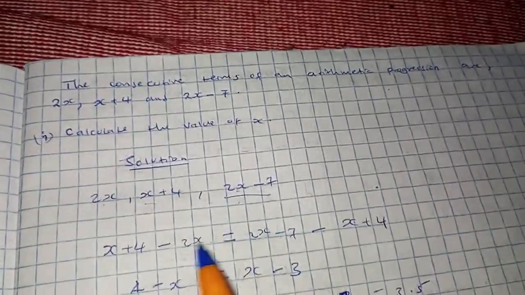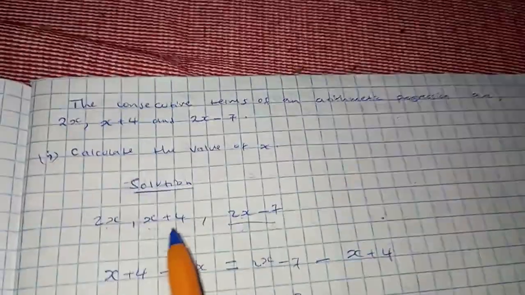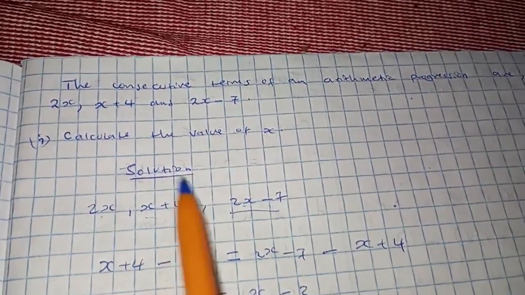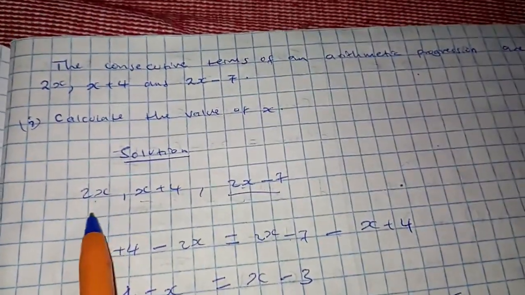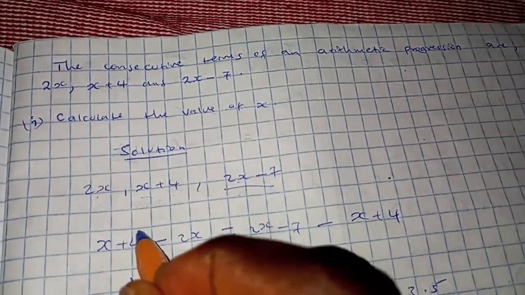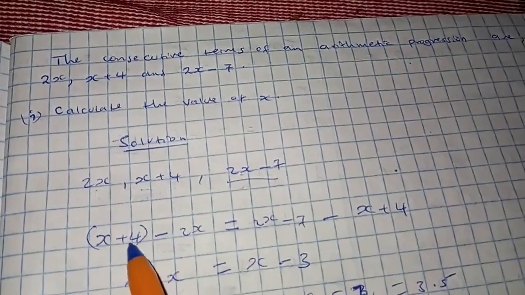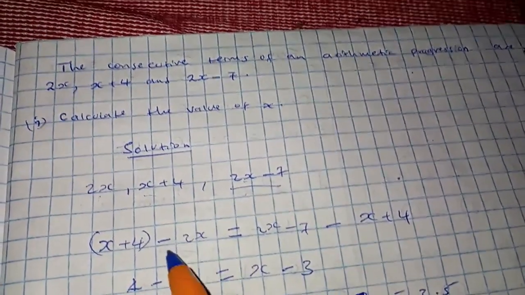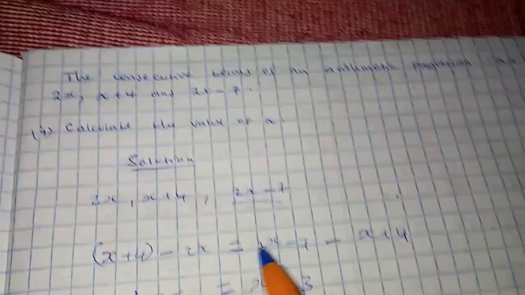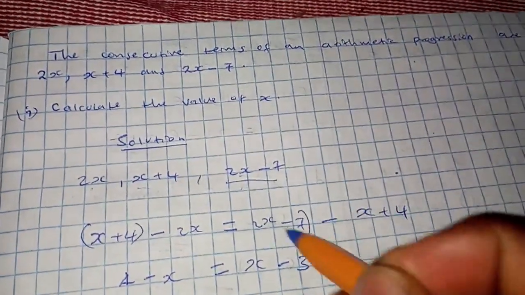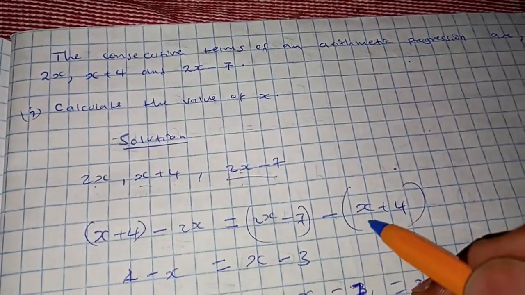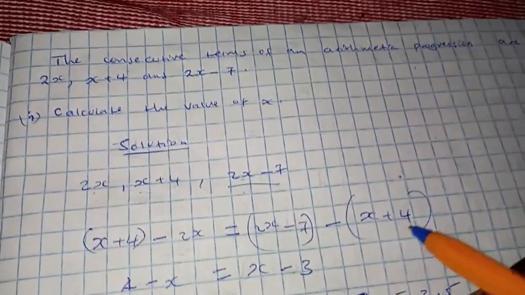So the difference shall be as follows: x plus 4. So you pick this term and reduce this value here. So you have x plus 4. You can use parentheses if you are fine with them. X plus 4 minus 2x will be equal to the difference between this term and this term, which is 2x minus 7, being reduced from x plus 4.